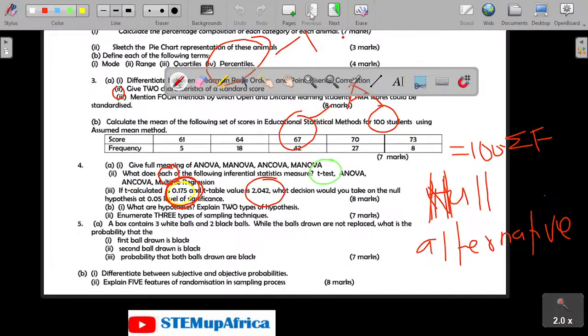Question B, Roman figure 1 and 2. Differentiate between subjective and objective probabilities. Explain 5 features of randomization in the sampling process.